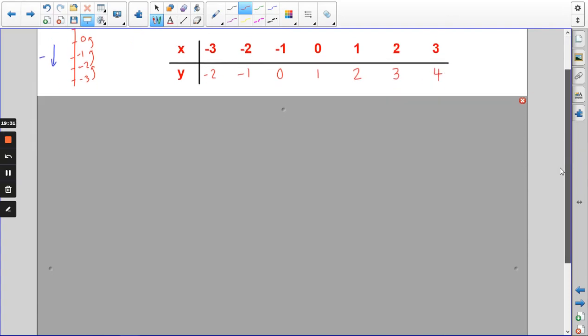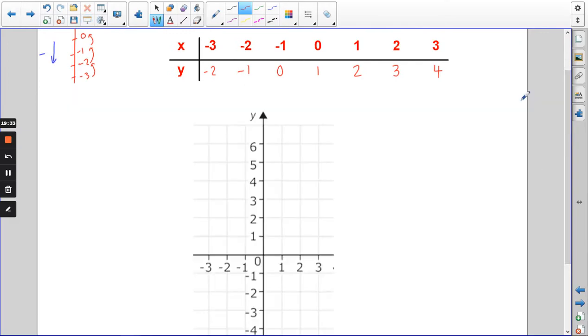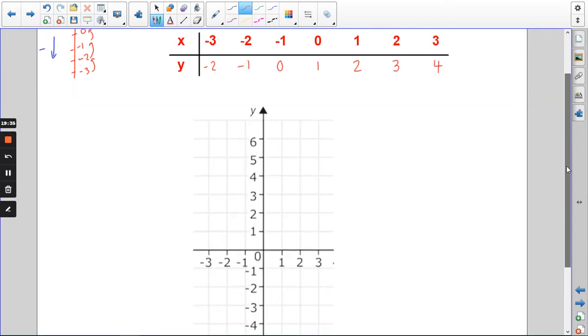Okay, and what you'll need this time to draw this is all four quadrants of a graph. Okay, and again, I'll put these up, you can print them and stick them in your book if you want to save a bit of time rather than drawing them all the time.